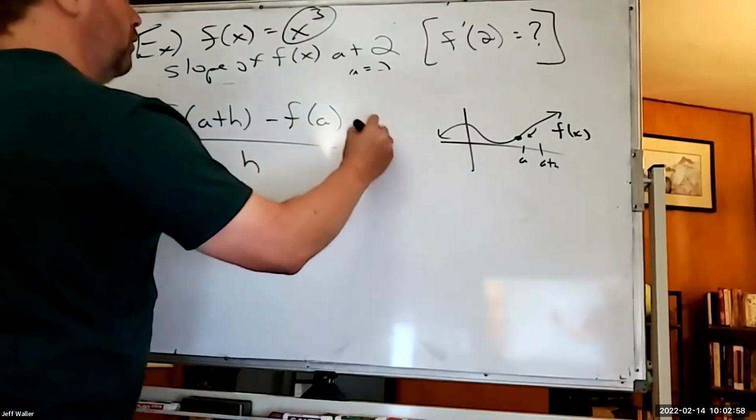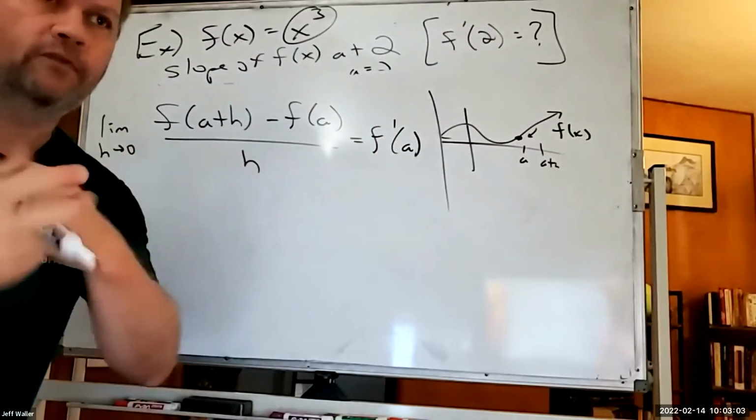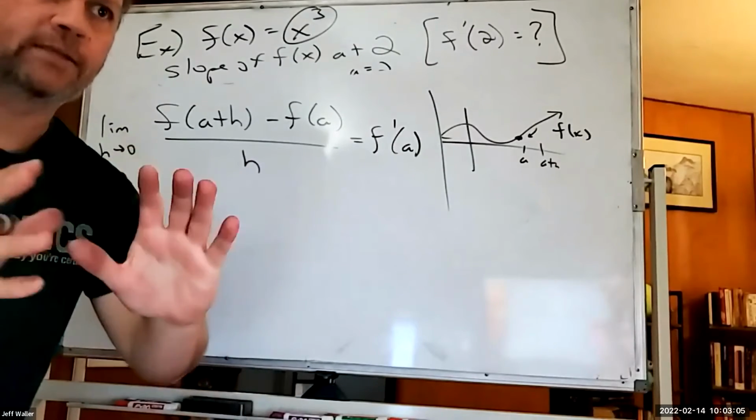This is also f prime at a. So there's two main methods to figure out the slope of a function at some point.